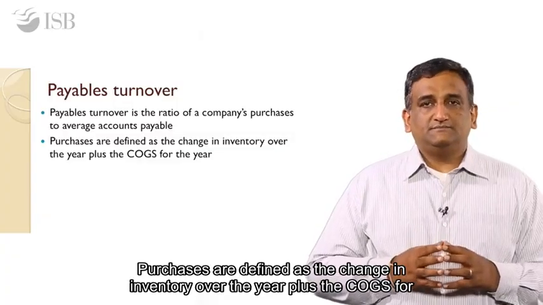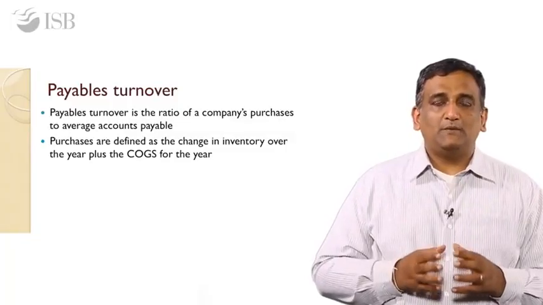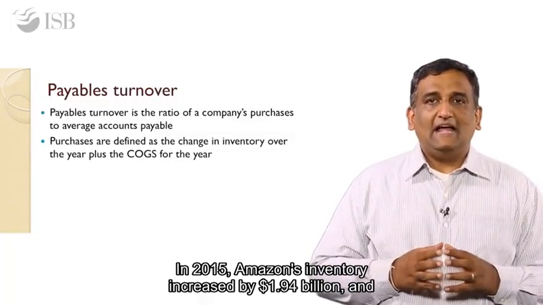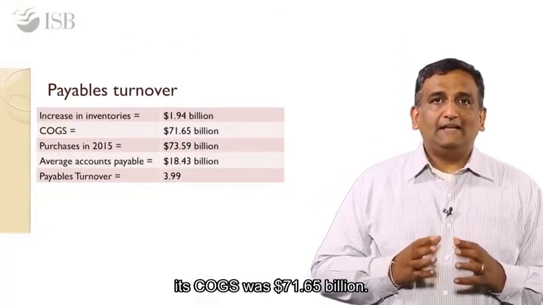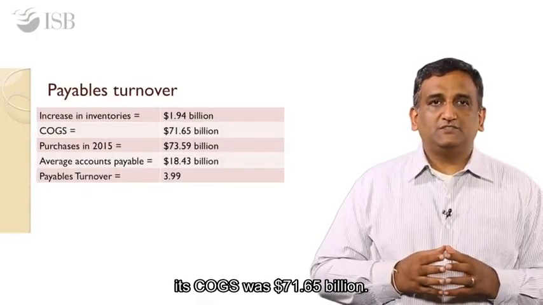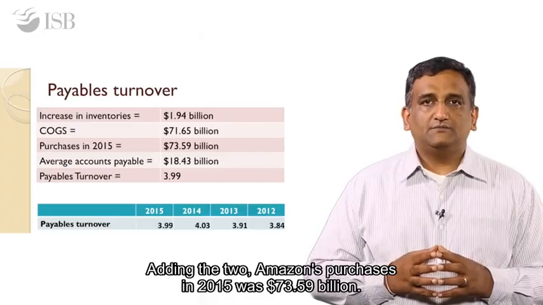In 2015, Amazon's inventory increased by $1.94 billion and its COGS was $71.65 billion. Adding the two, Amazon's purchases in 2015 was $73.59 billion.